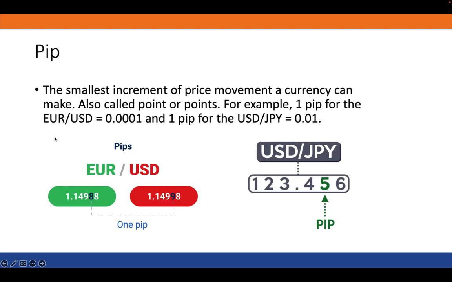Now, let's say you bought Euro USD at 1.14988, and then later you sold it at 1.4998. What it means is that the only difference that has been made is that in between those two price points, there's a difference of just 1 pip. And this is how you calculate your pip. You subtract the current price from the previous price that the market was trading at.